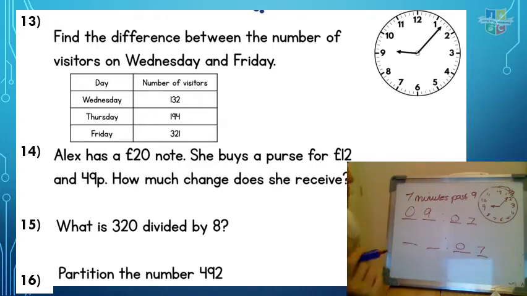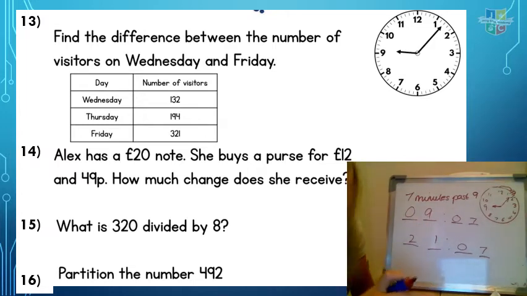And if I add 12 onto 9, sorry, it is 21. So it would be 21:07 for the afternoon.